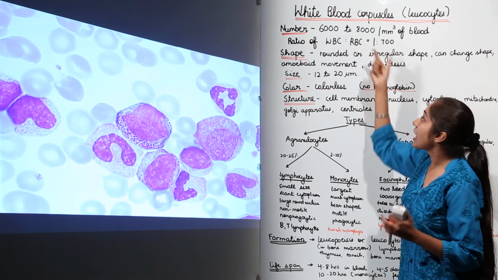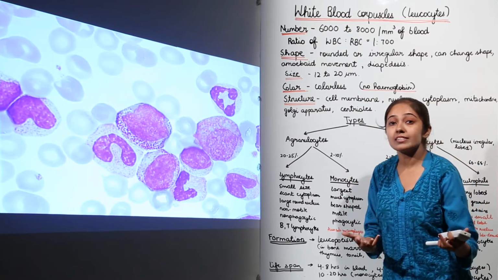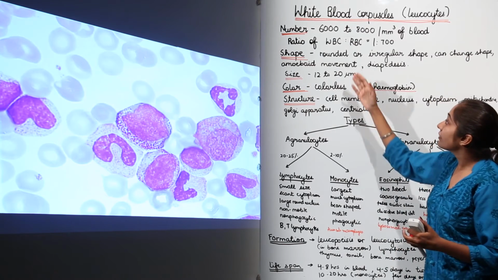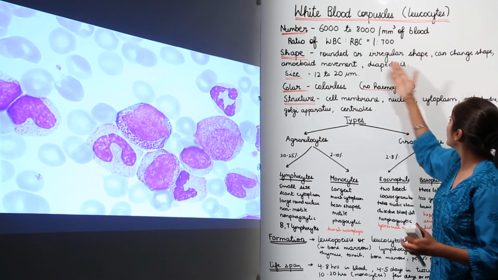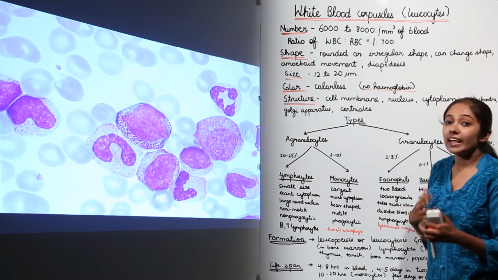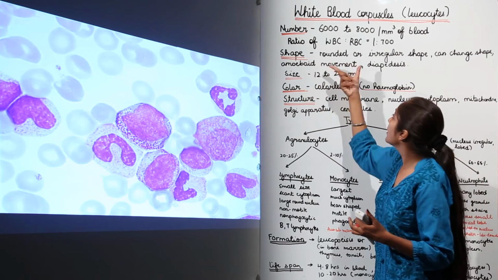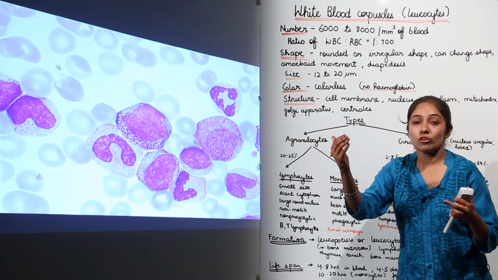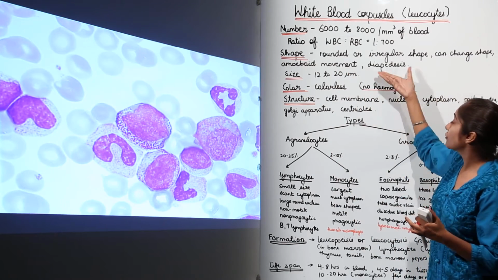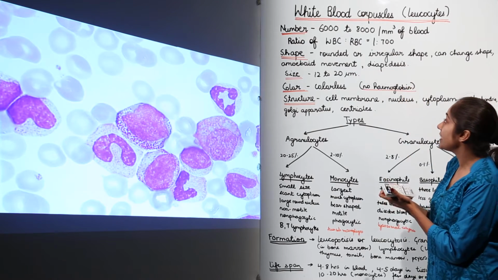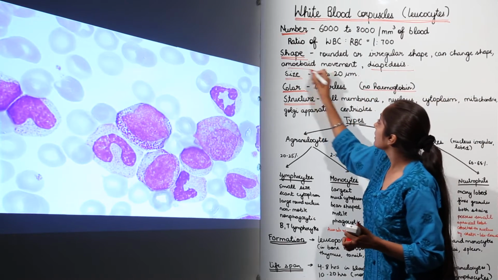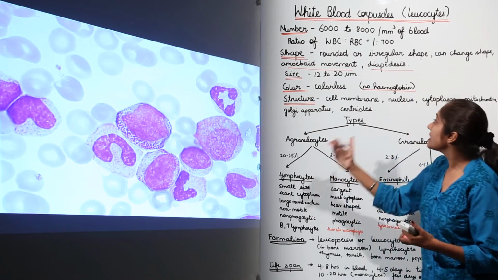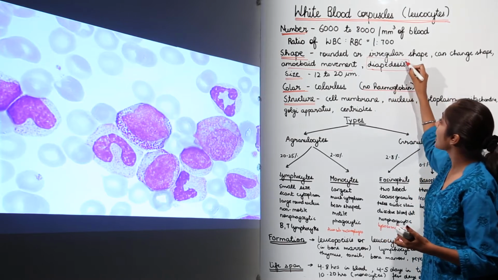The RBCs are much larger in number, the most abundant cells of the body, as compared to WBCs, which are quite less in number. WBCs are rounded or have irregular shape, and they can change their shape like an amoeba, so they show amoeboid movement also. Because of this, they can squeeze out from the blood capillaries, and this phenomenon is known as diapedesis.